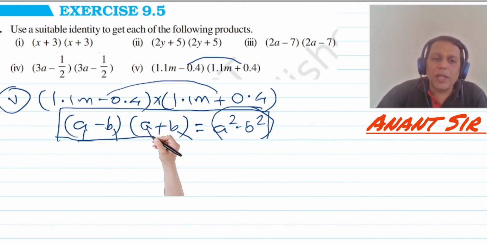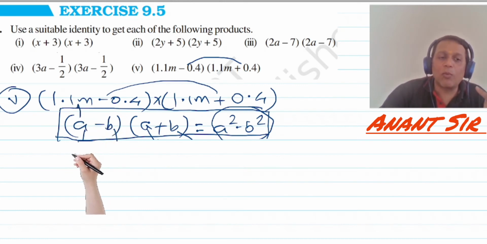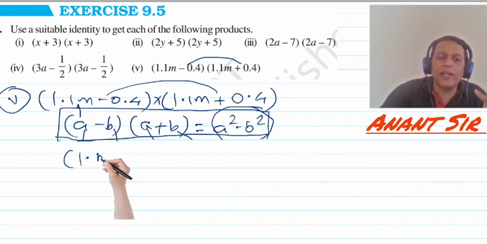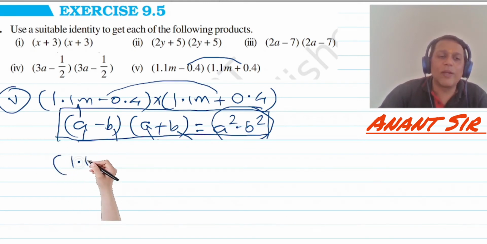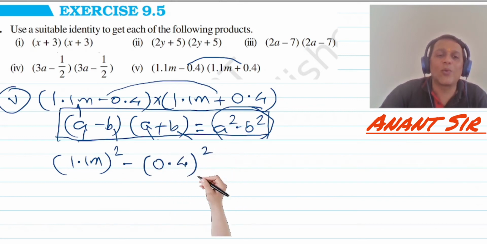So just in the similar manner, now we have to put values in our question. So (a plus b)(a minus b) is a square minus b square. What is a here? A is first term 1.1m. So a square is (1.1m) whole square and minus b square is (0.4) whole square.